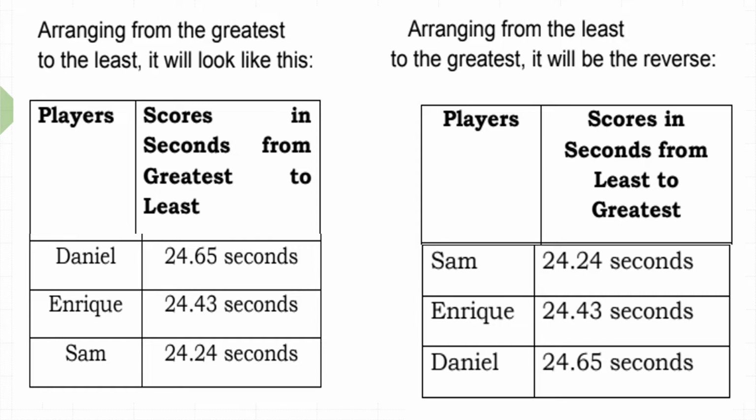Okay? So in arranging from least to greatest, it will be reversed. The player who got the least number is Sam, which is 24.24 seconds, followed by Enrique, which is 24.43 seconds. Lastly is the biggest, which is Daniel, 24.65 seconds. So that is how to arrange numbers from least to greatest and greatest to least.